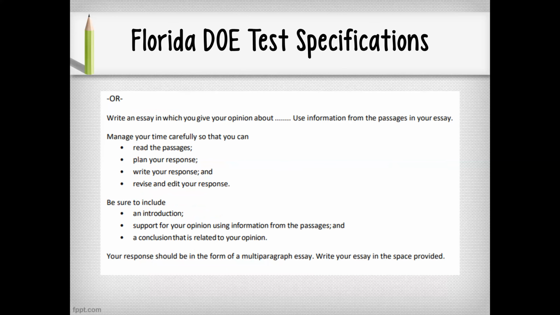Here's the one for opinion essay. Basically the same thing, except it's going to tell you to give your opinion, and then of course remind you to do that opinion at the bottom. So if you ever wanted to write your own prompts, you could use these guidelines in order to format the language.